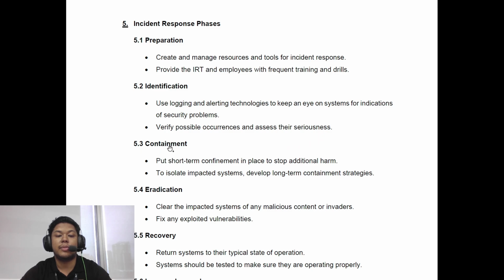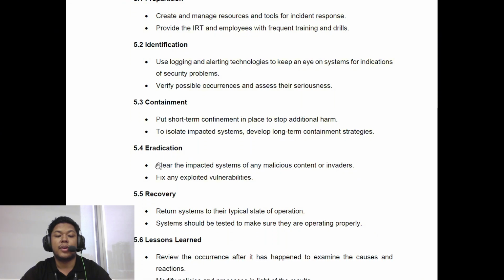Number 3 is containment. Containment is to put short-term confinement in place to stop additional harm and to isolate the impacted system. Develop long-term containment strategies. Number 4 is eradication. Clear the impacted system of any malicious contents or intruders and fix any exploited vulnerabilities.